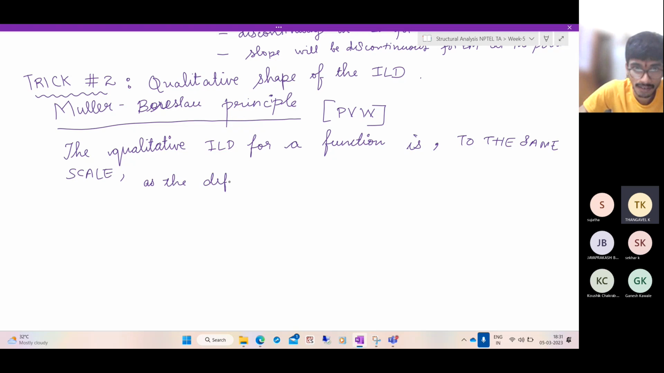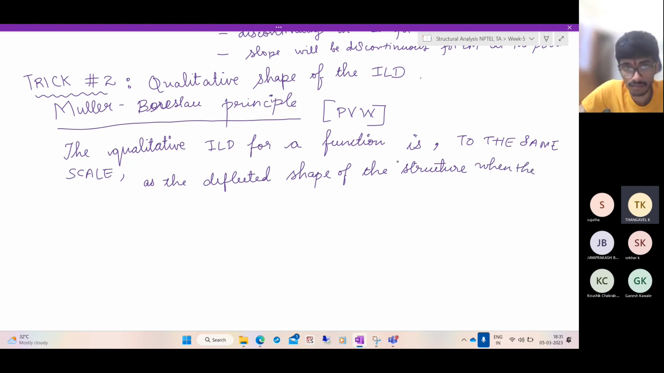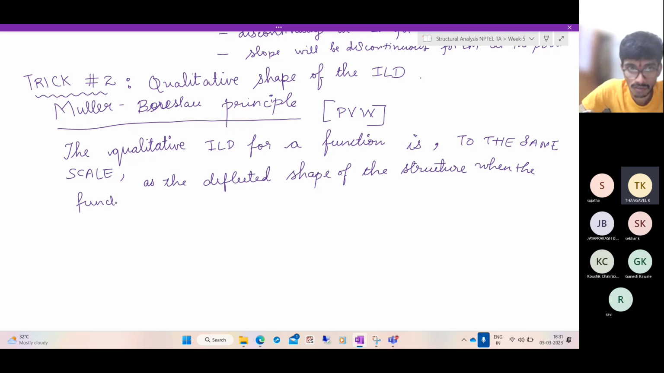As the deflected shape of the beam or the structure, when the function, which function? This function, okay? Whichever shear force or bending moment. Let us call this function f. When the function f is acted on the beam.